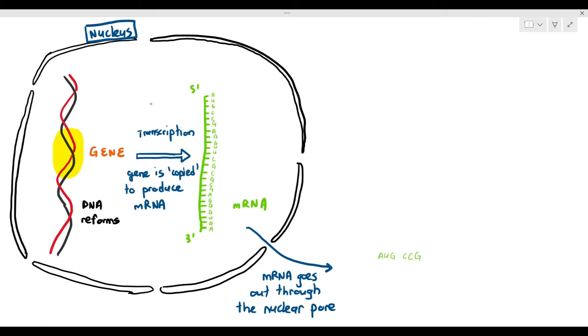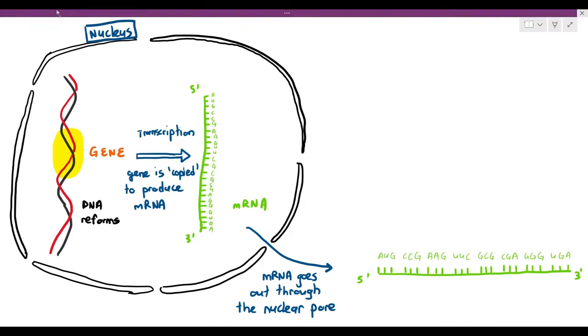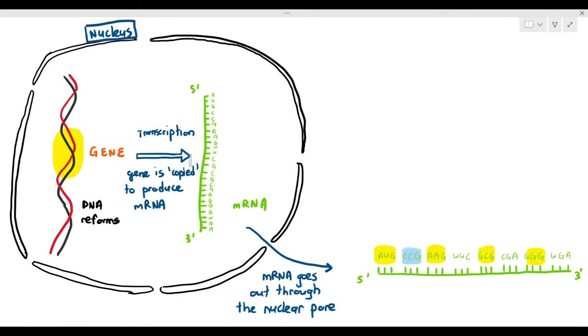Now remember, in a previous video, we said that every triplet of bases on the mRNA is referred to as a codon. I've highlighted each codon. For example, AUG is one codon, CCG is another codon, AAG is another codon, and so on. In total, the mRNA has 24 bases, and 24 bases divided by 3 is equal to 8 codons. When you count the highlighted areas, you will see 8 codons in total, and I've labeled them for you to see.